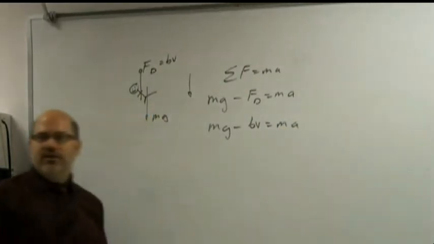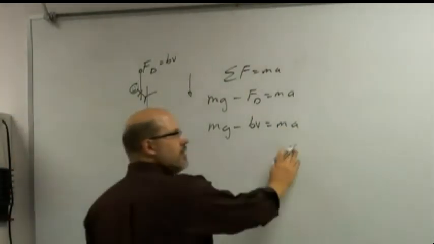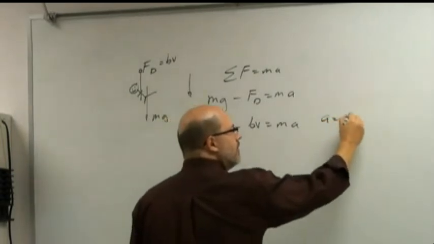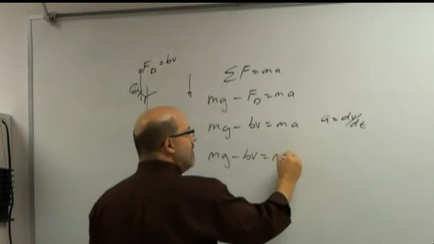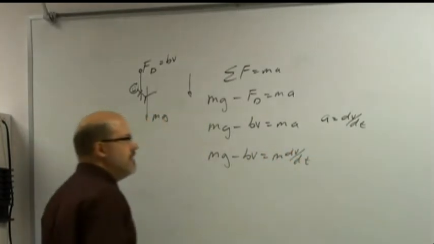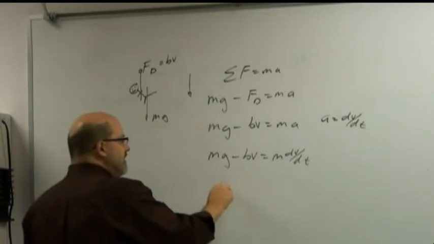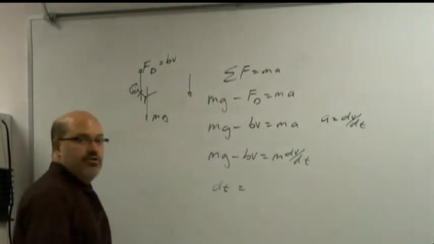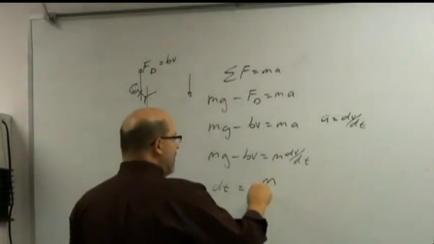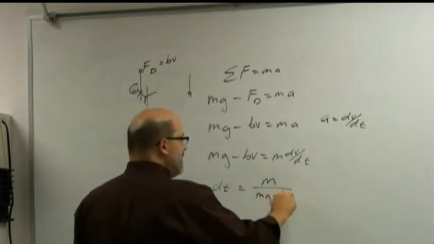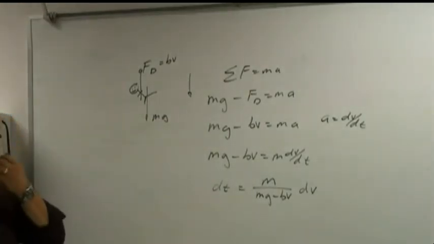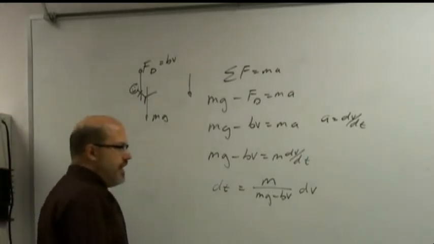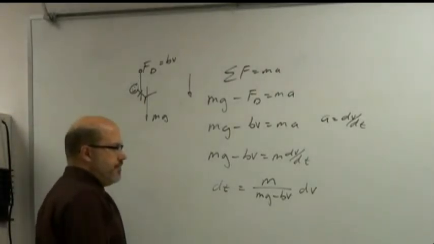Now, what's our next step? Replace the a with dv/dt. Okay, so we get mg minus bv equals m dv/dt. Okay, collect terms. Now I'm going to move dt to the left. I'm going to bring all my other junk to the right. So I'm left with m over (mg minus bv) dv equals dt. Well, let's leave it like that, okay?